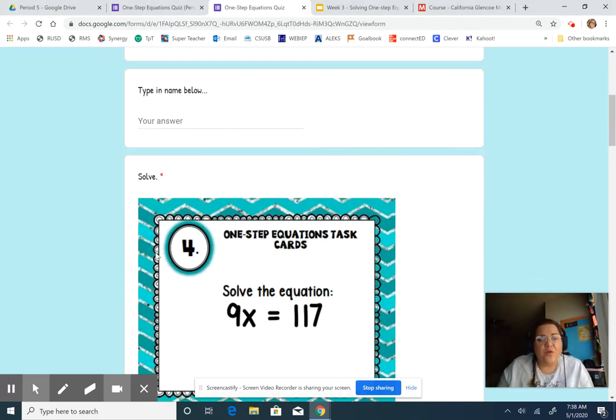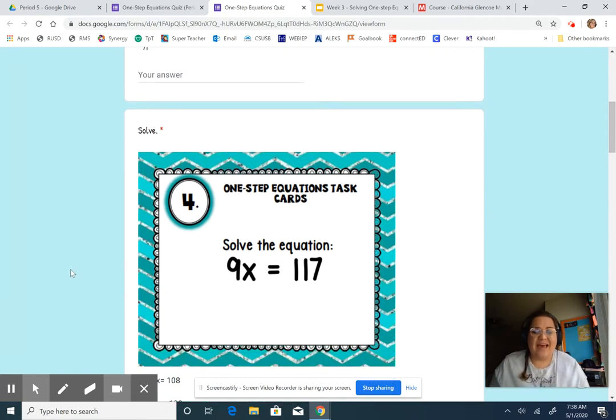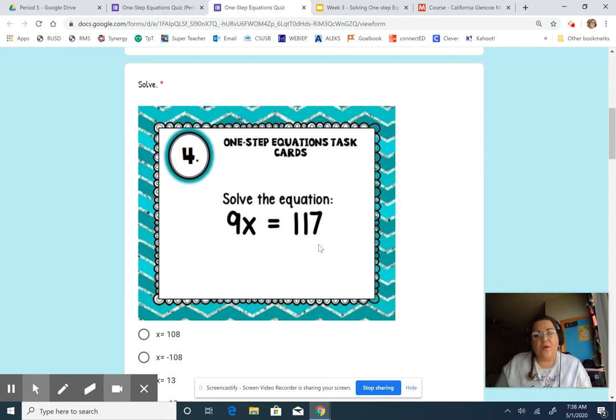Kind of ignore the question numbers on this, guys. I took screenshots of task cards and they had pre-created numbers on there. So don't worry about the numbers, but just go ahead and answer the question.